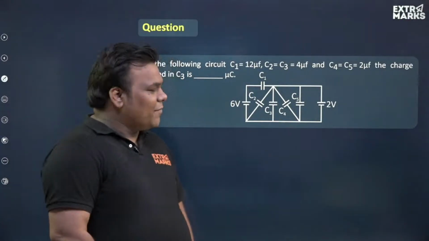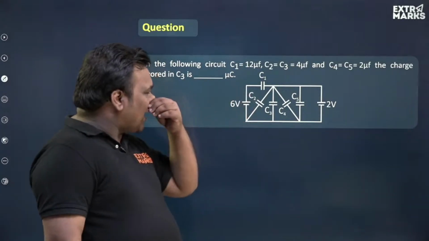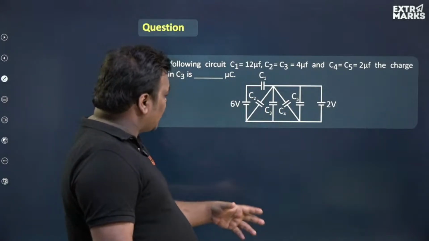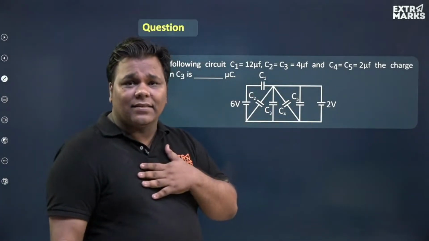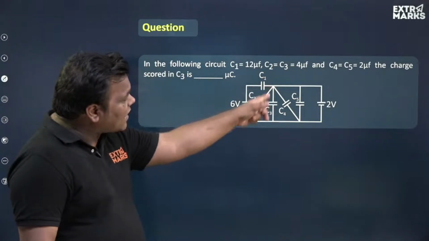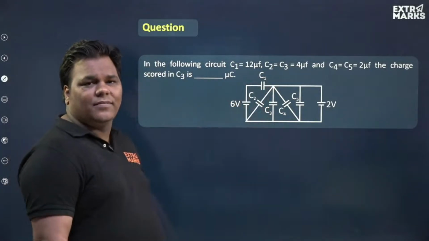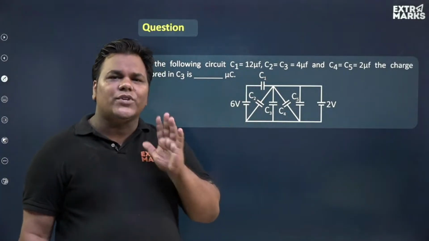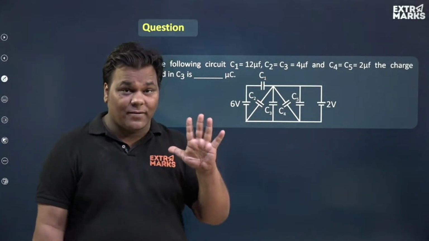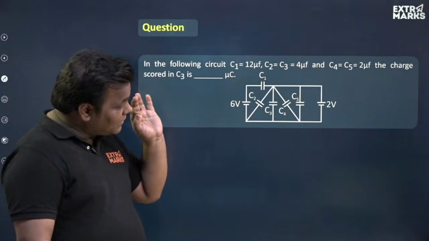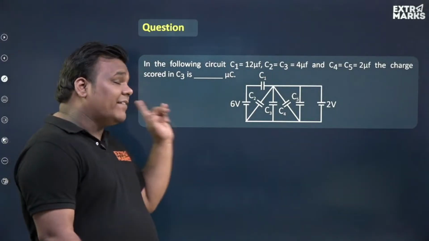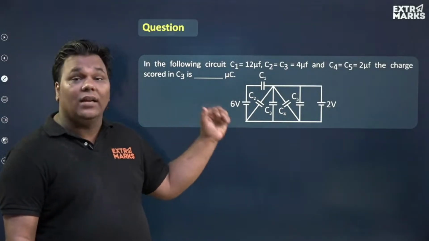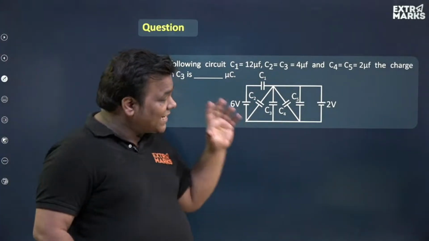You know why? Because if I want to solve this calculation, C1 is here, C2 is here, C3 is here, C4 is here, C5 is here, and there are lots of batteries. And I need to calculate the charge on this particular capacitor. But in order to solve this question now, you just need 5 seconds. Yes, just 5 seconds to solve this advanced level question. And we verified it from the official paper given by the JEE Advanced. That is the exact question.